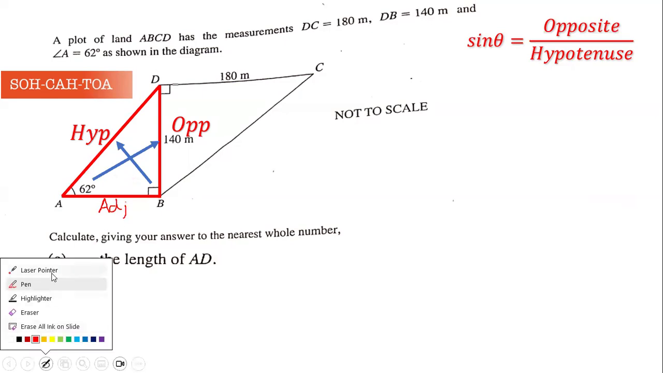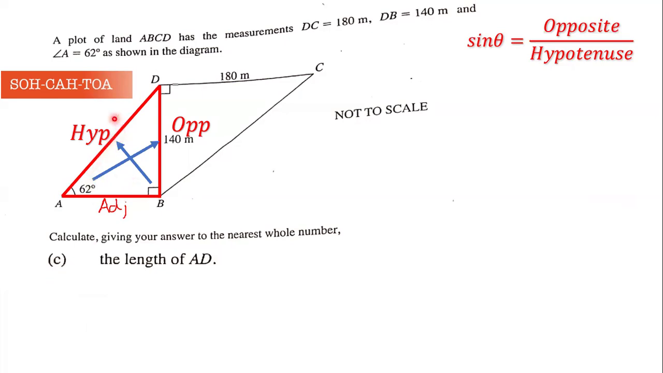Now, notice that we want to find what the hypotenuse is, but we know what the opposite is. Again, we want to find the hypotenuse, that's AD, and we know the opposite. So these two sides are going to be used in answering the question. That means we have to use a trig ratio that has the opposite and the hypotenuse. If that's the case, then we have to use sine of theta.